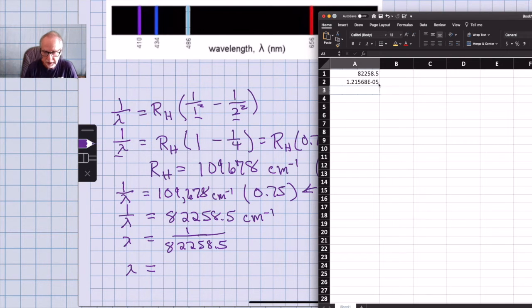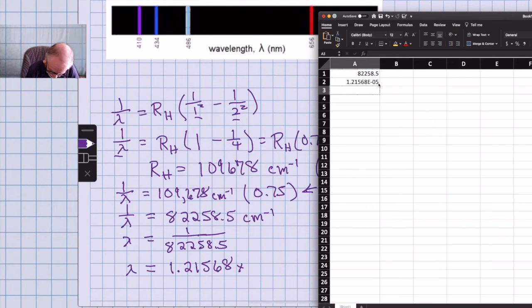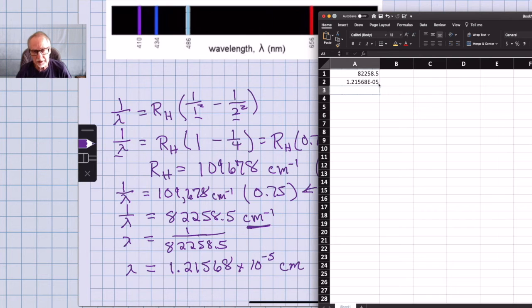It's in scientific notation, 1.21568 E to the minus 5, which means 10 to the minus 5. What are the units? Well, the Rydberg constant was inverse centimeters, and when we take the reciprocal of that, we have units of centimeters. So there's our wavelength in centimeters. So what does that tell us? Where are we going from here?